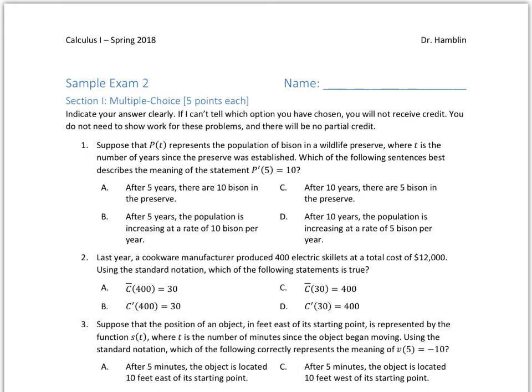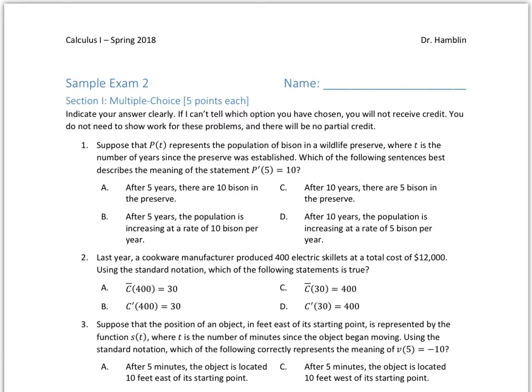This video contains the solutions to sample exam number 2. So the first section is multiple choice, and the first question is telling us that P of t represents the population of bison in a wildlife preserve, where t is the number of years since the preserve was established, and we want to interpret P prime of 5 equals 10.